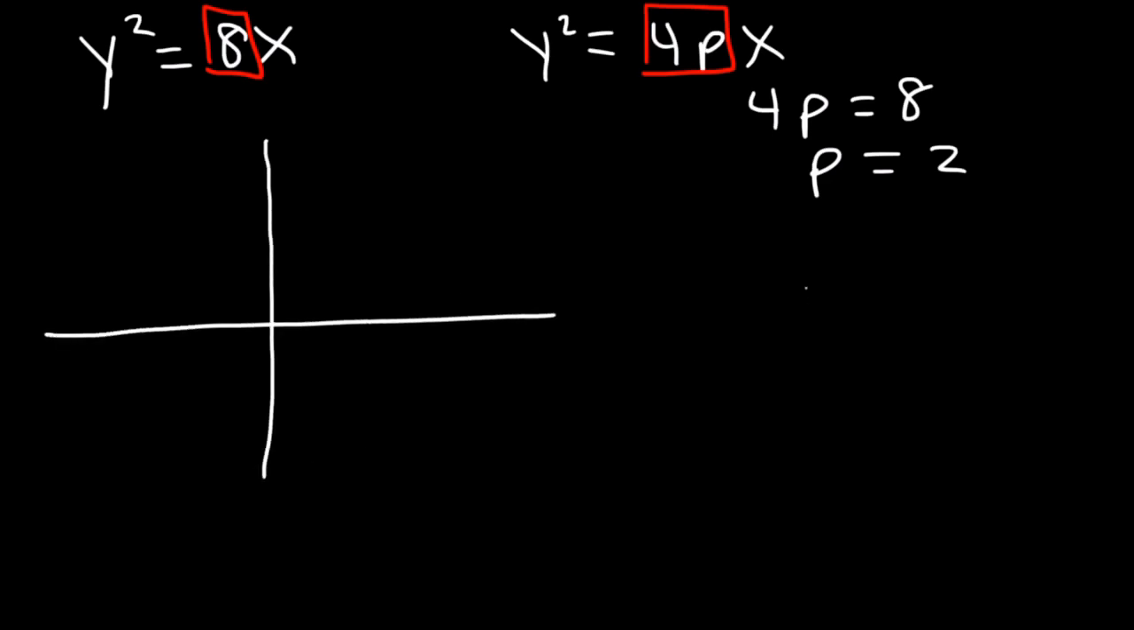Now the vertex is 0, 0. It's basically the origin. There's no h or k value in this problem. So this is the vertex.